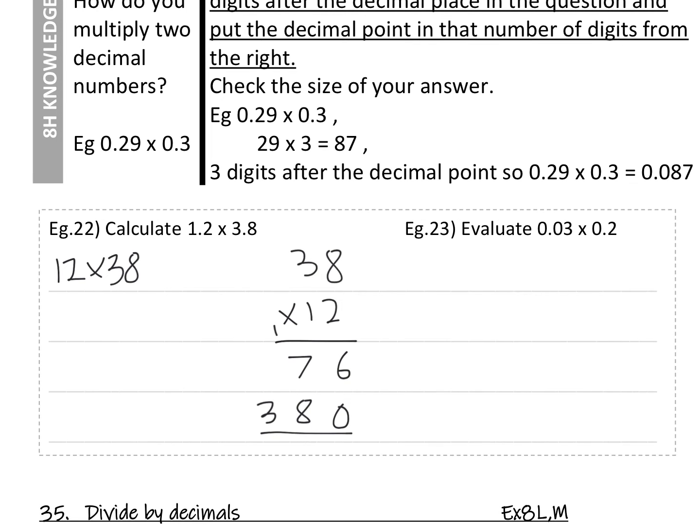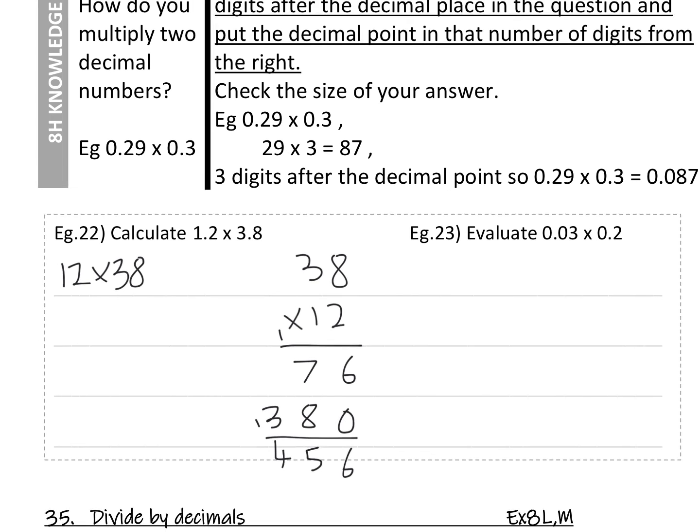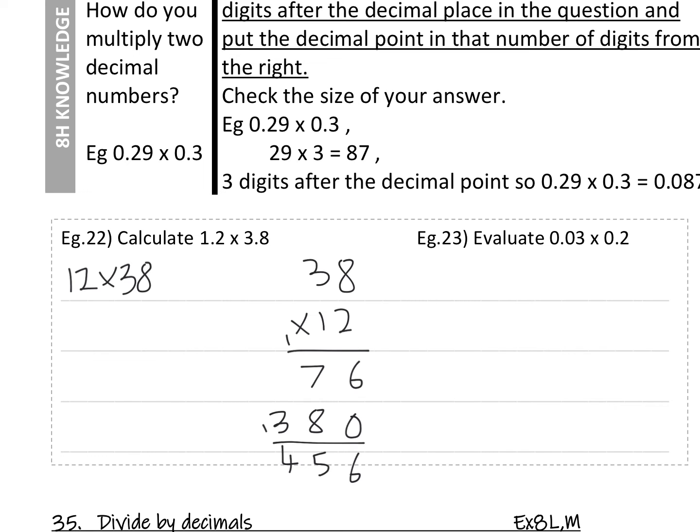And that adds to give 6. 8 plus 7 is 15. Carry the 1 over. And 3 plus 1 is 4. So we get that 12 times 38 is 456. So if instead we have 1.2 times 3.8, then our answer is not going to be 456.